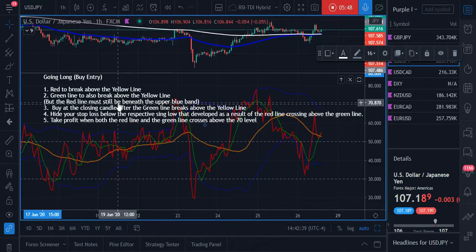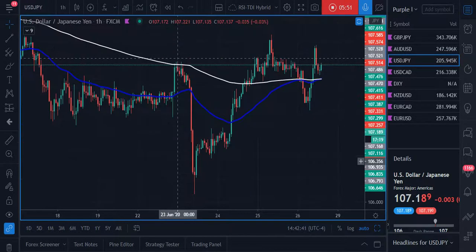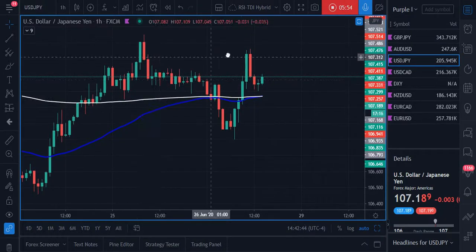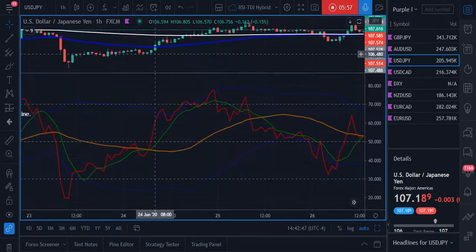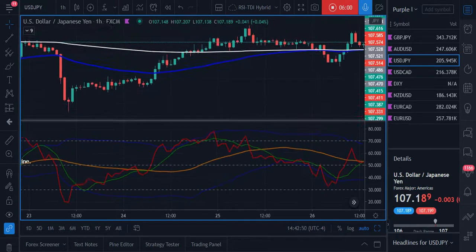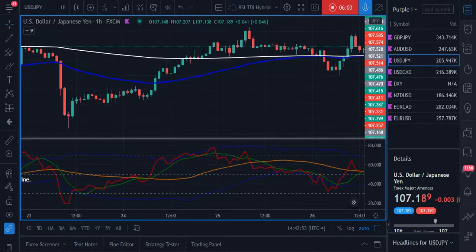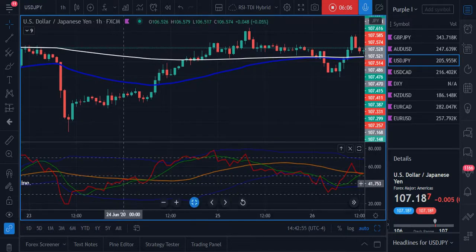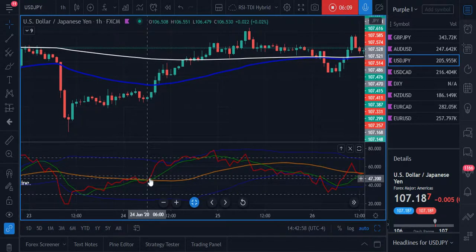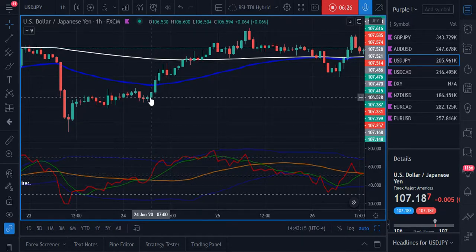So let me make this bigger really quick so we can see, and bring this back to the chart. And let's see if we can find that. So here we have the red line crossing up the yellow line, and then we have the green line coming right with it, pretty much. What we're saying is we're going to enter a buy at the closing of the candle after the green line. So this is the candle, right? After the candle closes, then this is where we buy.